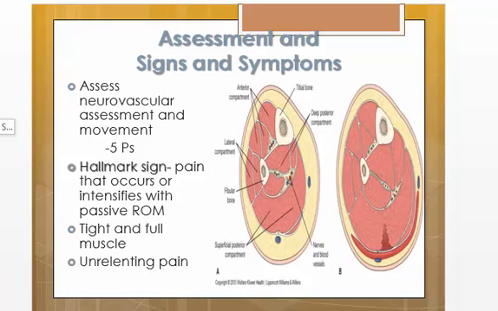So unrelenting pain that is not relieved by position changes, ice, or pain medicine, or pain that is disproportionate to the injury, or intense pain when passively moved, could be signs of compartment syndrome. Late signs of compartment syndrome are pulselessness, and also the presence of a pulse does not rule out compartment syndrome, but pulselessness is a late sign.